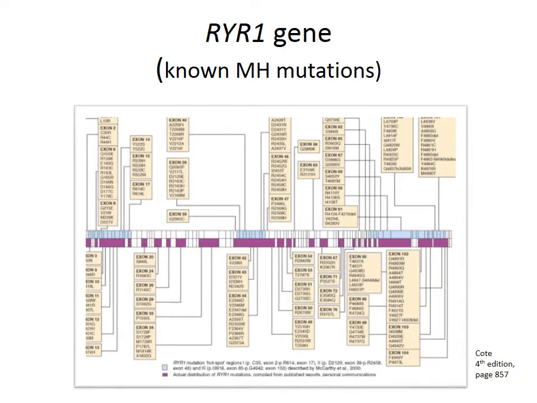This slide is taken from the 4th edition of Cote, page 857, and in case you didn't believe me, this lists all of the known malignant hyperthermia mutations within this one gene on the 19th chromosome.